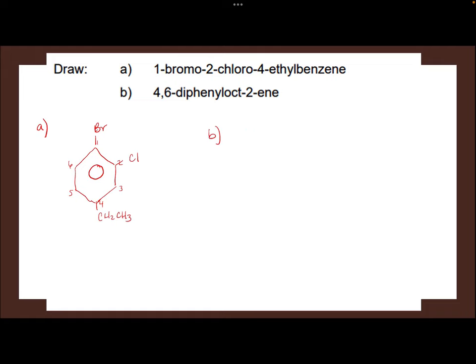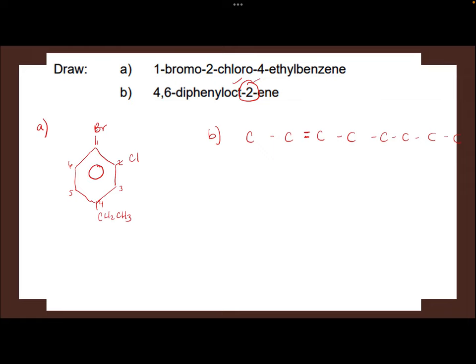So we know it's going to have a parent chain, and because it is oct, that means we know how many there are. So we'll have C all the way across. Okay, and then from there we can determine what our bonds are. We can see it says 2-ene. That means right after 2 we'll have a double bond. So we figured that out.